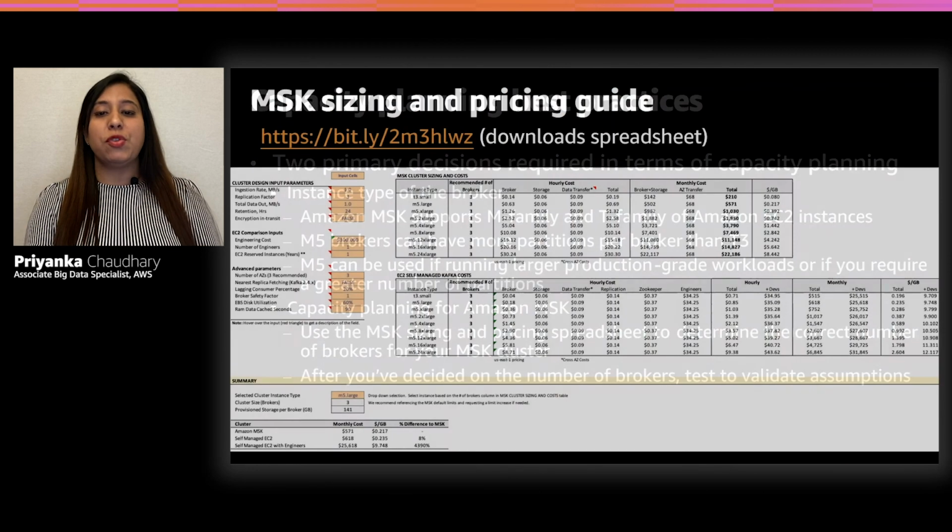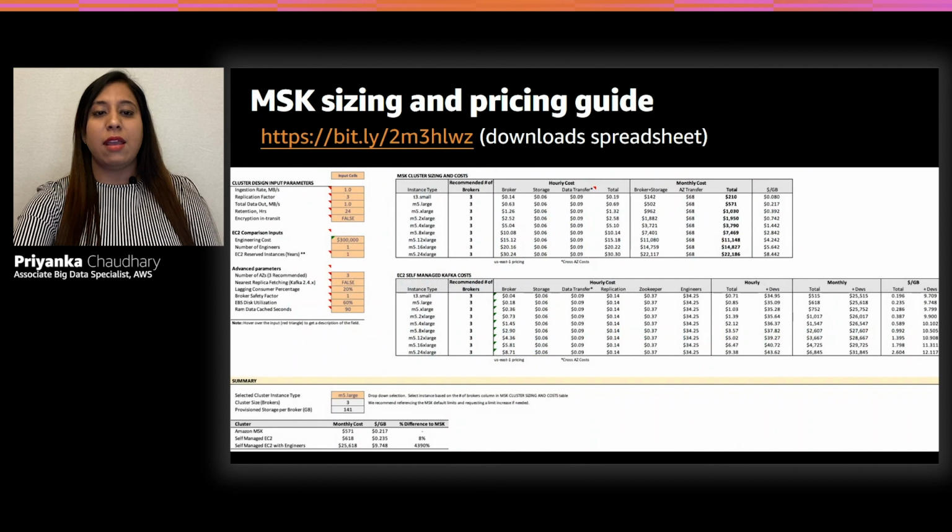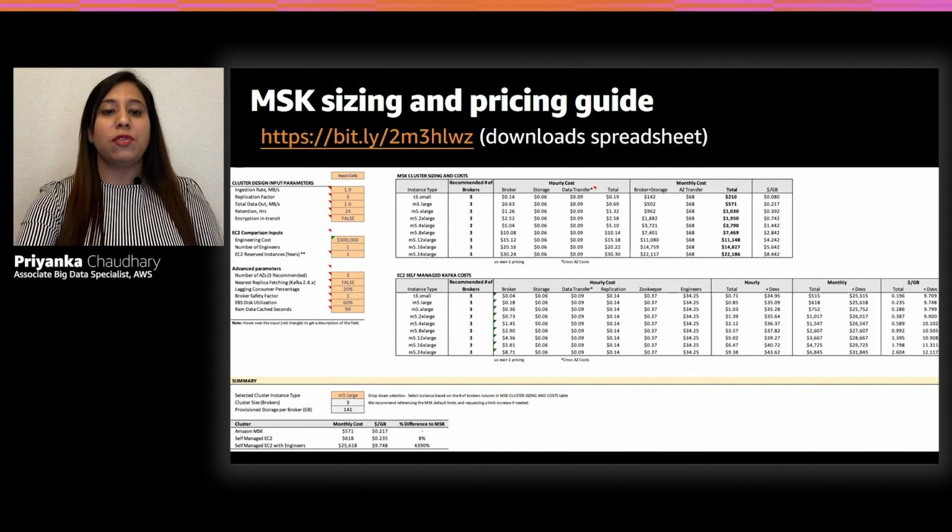This is the spreadsheet we were talking about in the last slide. In this spreadsheet, you need to enter particular parameters like ingestion rate, replication factor, and retention per hour. On the basis of that, there is logic behind this spreadsheet which can provide you the cluster instance type and cluster size, and also the pricing model, which you can use to find out what price differences you get with a change of the parameters.